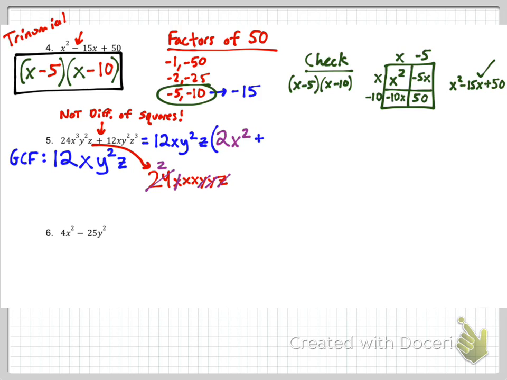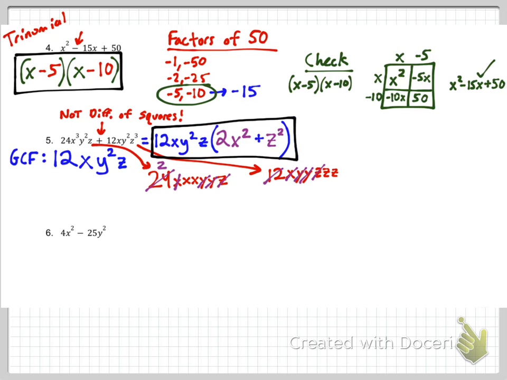I'm going to do the same thing for the next term. I write it out, divide out the 12, I'm left with just a 1. Divide out the x, divide out two y's, and divide out a z. The only things that are left are two z's, that's z squared, and that is my expression. To check your work, you would distribute that back out.